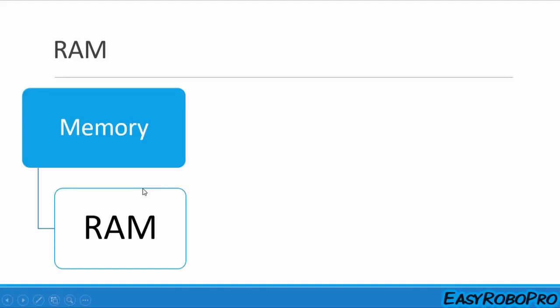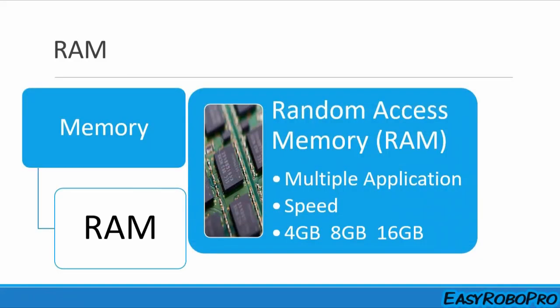The first component is RAM. RAM stands for Random Access Memory. It's the memory where all the applications store and access the data on a short-term basis. It is the most important component which determines your system's performance. Better the RAM, better is the speed, and multiple applications can run on your laptop very smoothly. For your programming laptop, you can have a 4GB RAM, 8GB RAM or a 16GB RAM depending on your budget.